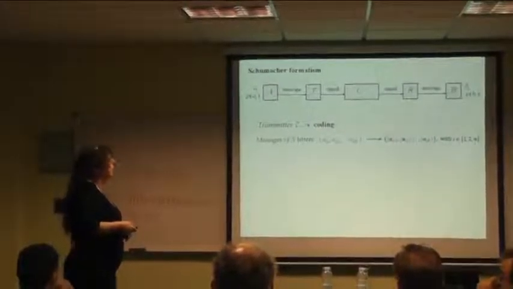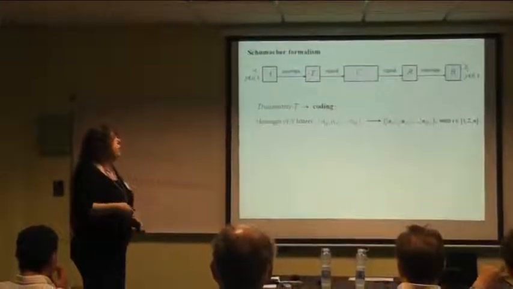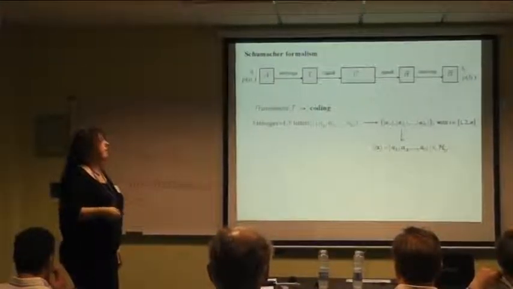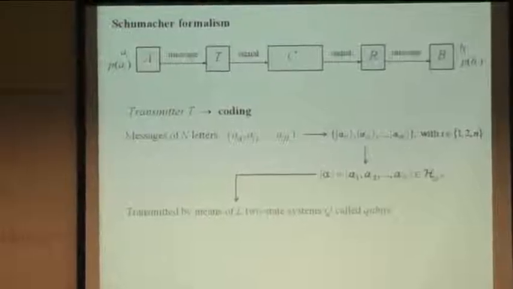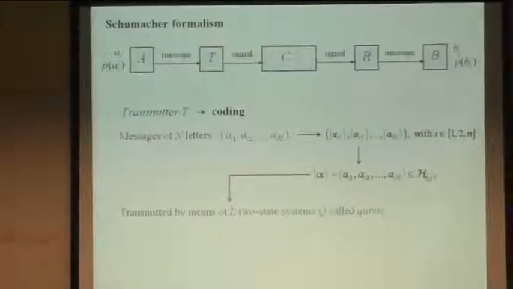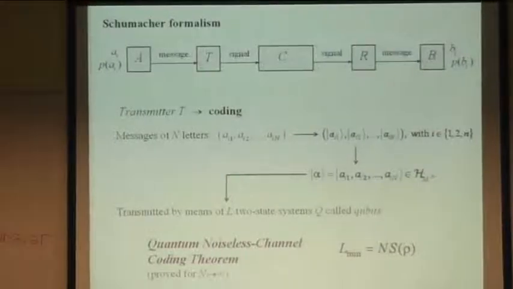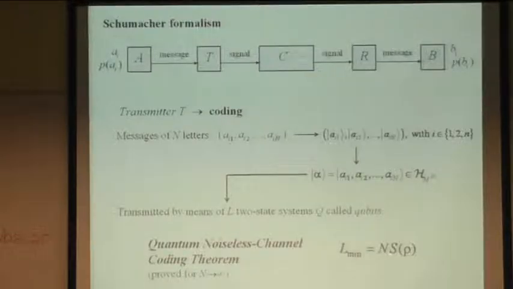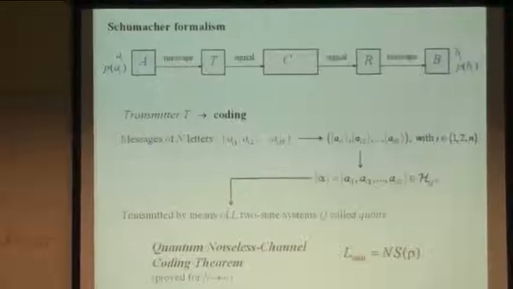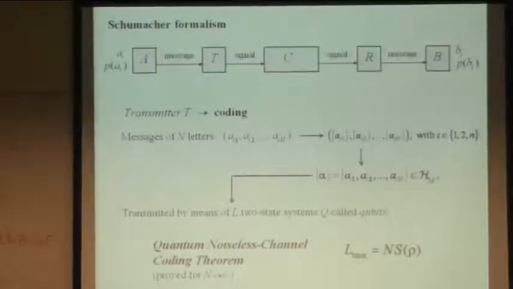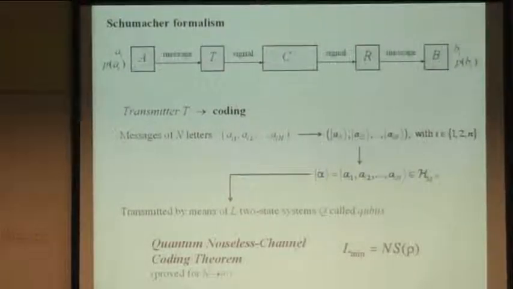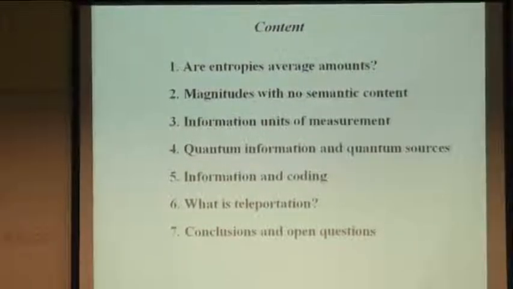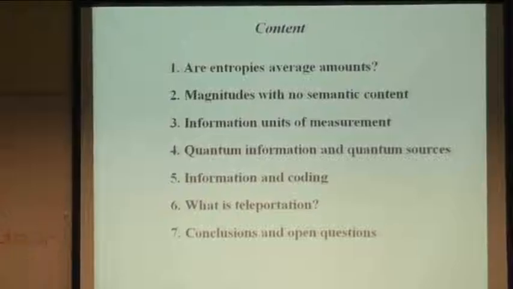When we have n letters, we have a sequence of states, so we can form this state. And to transmit this state, we need L two-state systems called qubits. So the Schumacher theorem relates the minimum number of qubits with the von Neumann entropy. This is something that we all knew, and this is, if you want, the framework of our discussions in general.